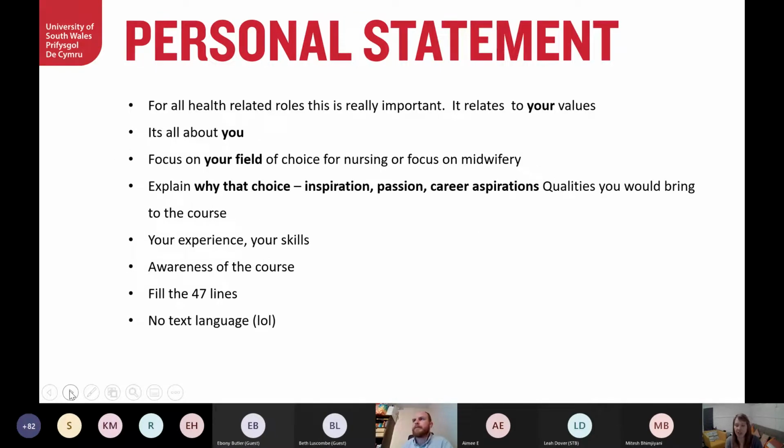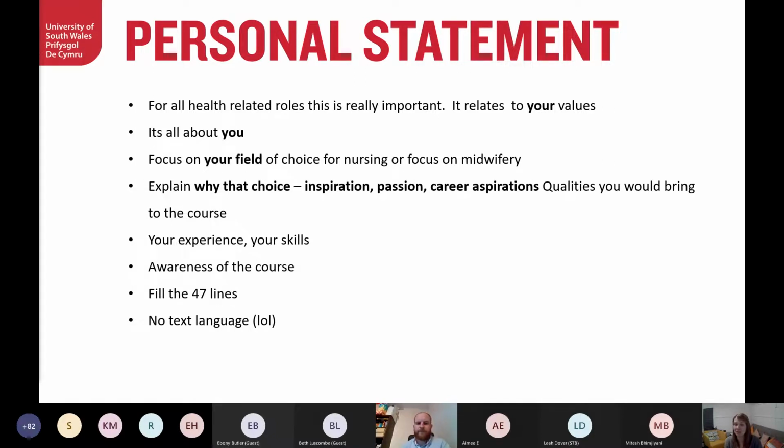Okay, so personal statement then. As Ollie said, fill the 47 lines, fill that 4,000 words that you have. That's your first opportunity to be able to get an interview. If, for example, you're applying for midwifery, we only have 45 spaces for midwifery and we have 400 applications. So make sure that personal statement is as best as you can make it.